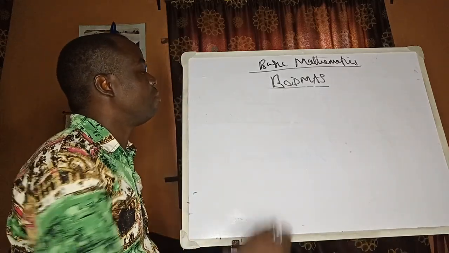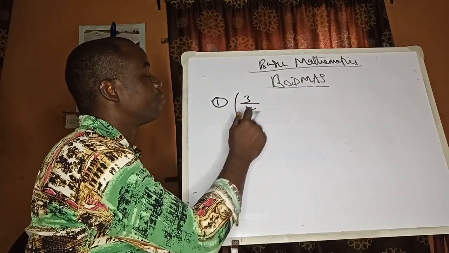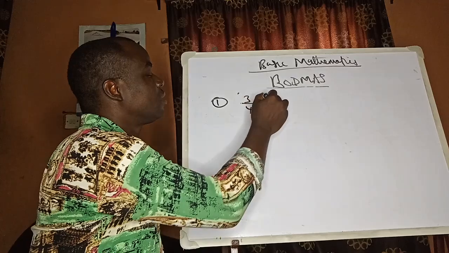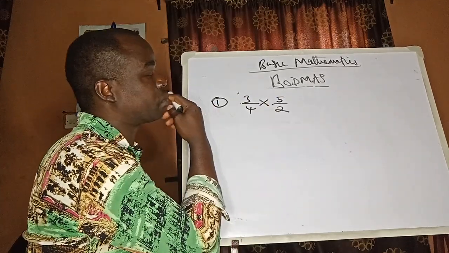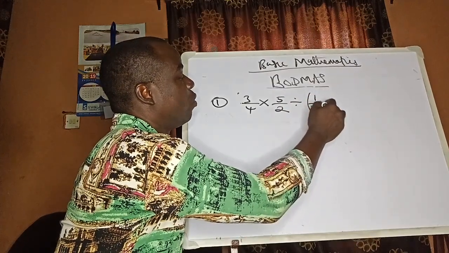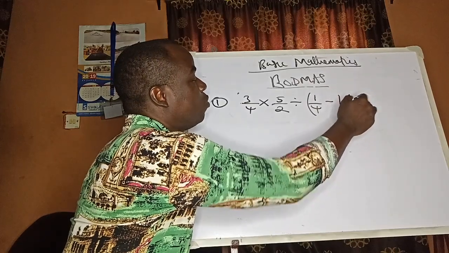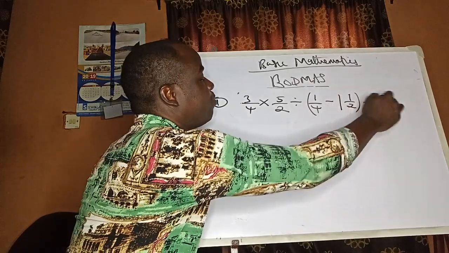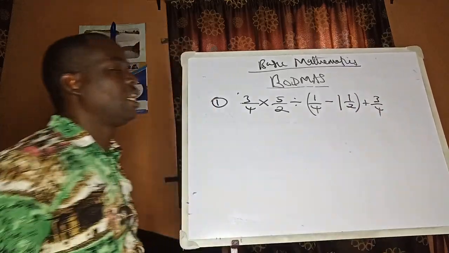Let me give you one example. Now let's solve this. Number 1. Let's solve 3 over 4 times 5 over 2 divided by 1 over 4 minus 1 whole number 1 over 2, then plus 3 over 4. Let's just solve this.